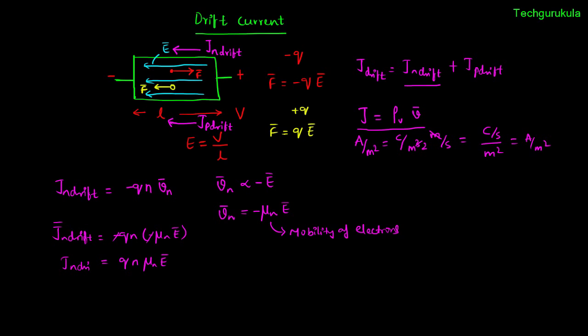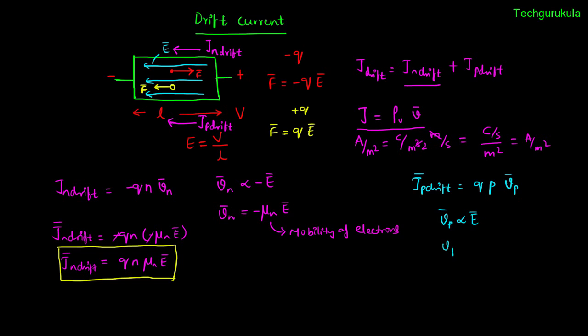This is Jn drift. Now let us find the current density for the holes. Jp drift can similarly be written as q times p, which is the volume charge density of holes, times the velocity with which the holes move, which we are going to call Vp bar. This is Jp drift bar. Vp bar would be directly proportional to the applied electric field, and we take the proportionality constant to be mu p times E bar. We know the velocity direction of the hole is the same as the direction of the electric field, so we don't have a minus sign here. Jp drift bar can be written as q times p times mu p times E bar.